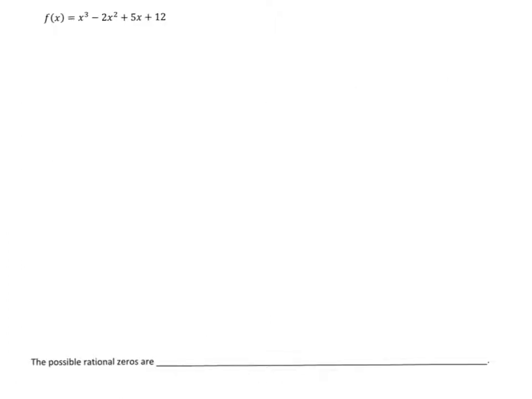Let's try a second example. So we know we're looking for P over Q, and P is talking about that constant term. So in this case, 12 is our constant term.